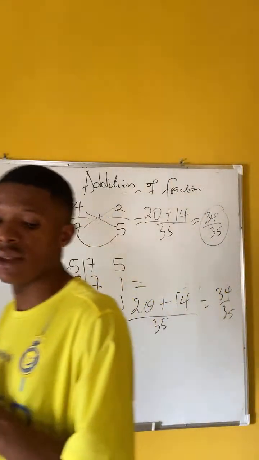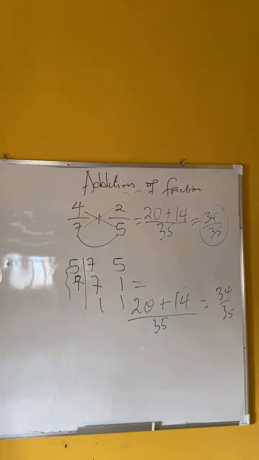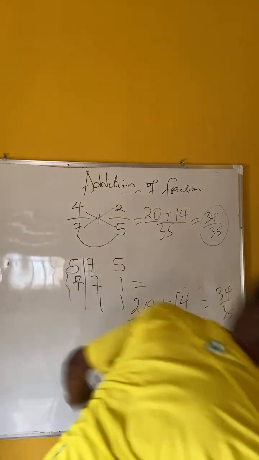That's the answer. The two methods work perfectly in trying to add two fractions together. They work very well. Okay, this is how we add two fractions together.